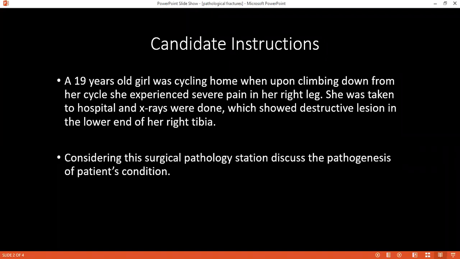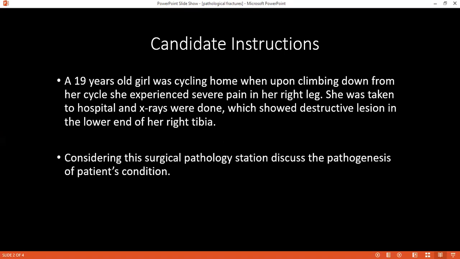What are the conditions which can result in pathological fractures? Malignant lesions like Behçet's disease and multiple myelomas, and some infective causes like osteomyelitis.